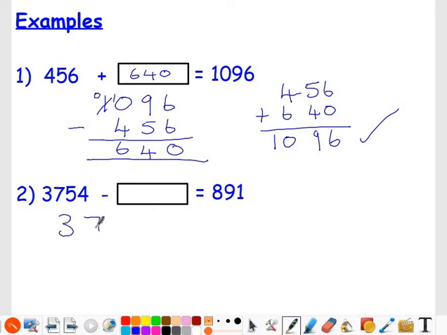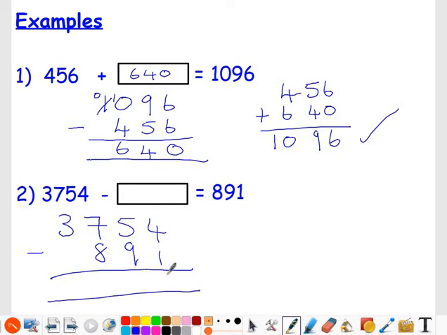So, doing our subtraction, 3,754, take away 891. 4 take away 1 is 3. 5 take away 9 we can't do, so we need to borrow from the 7 which becomes 6, and our 5 becomes 15. 15 take away 9 is 6. 6 take away 8 we can't do, so we need to borrow from the 3 which becomes 2, and our 6 becomes 16. 16 take away 8 is 8. 2 take away nothing is 2. So 2,863 must be our missing gap.